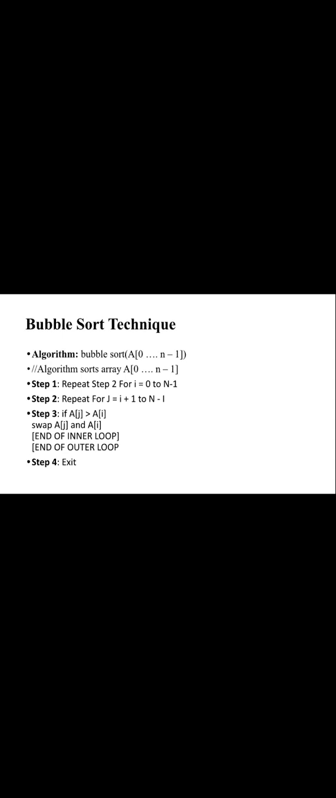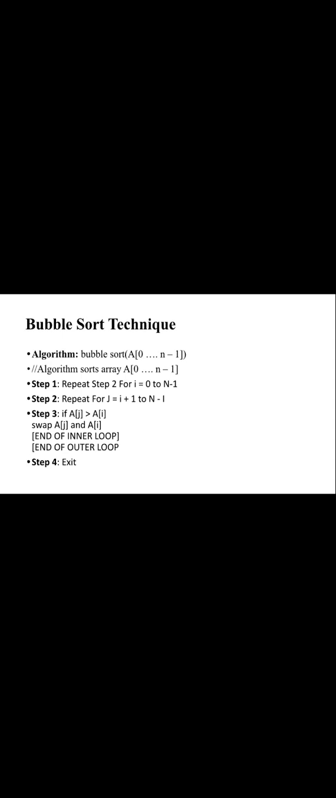So here we have a bubble sort technique algorithm. So bubble sort algorithm starts with the array A, starting with the index value 0 to n-1. In step 1, we have to repeat the step number 2 for I from 0 to n-1. So step 2 should be repeated for all the values starting from I value 0 to n minus 1. So till n minus 1 the steps need to be repeated.